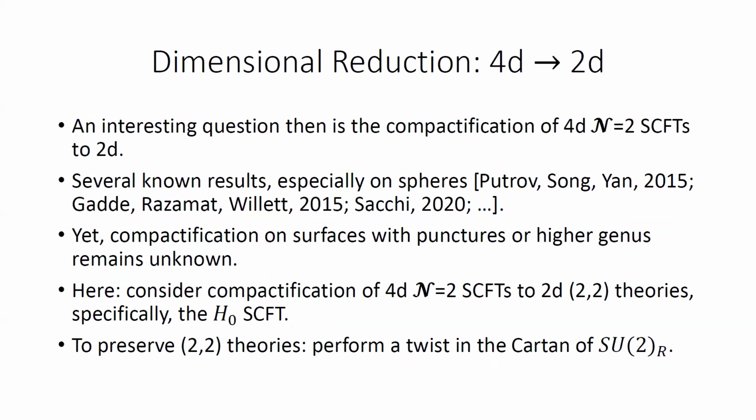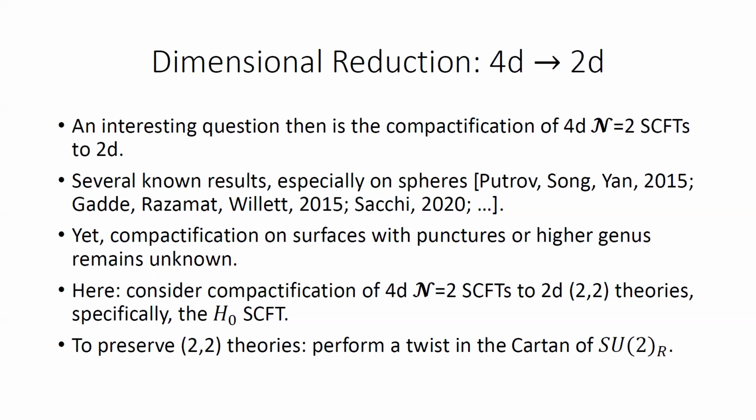In fact, there are several 4D N=2 theories that are described by a weakly coupled Lagrangian, which you cannot do in higher dimensions. So this seems to be a maybe simpler program than compactifying higher dimensional theories, and yet surprisingly very little is known about this case.